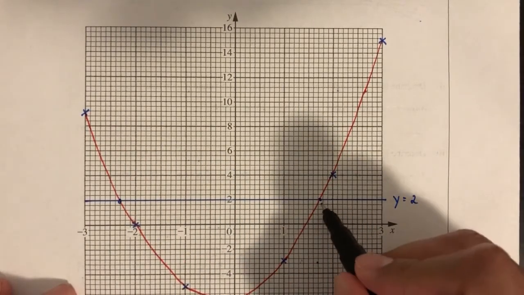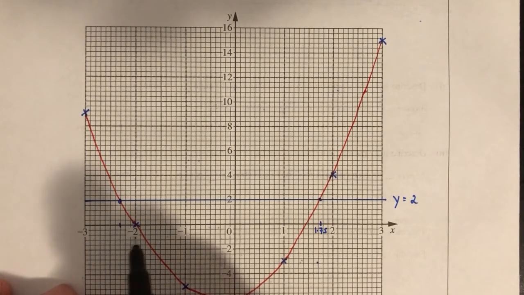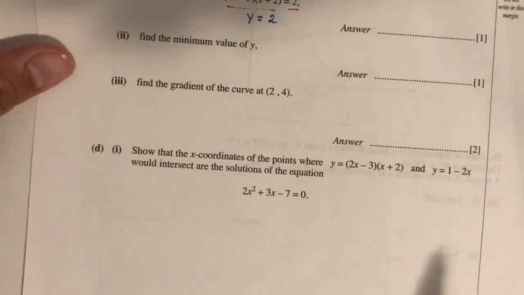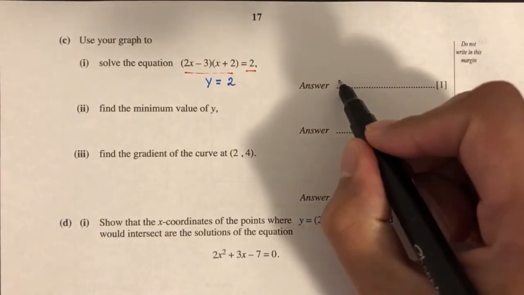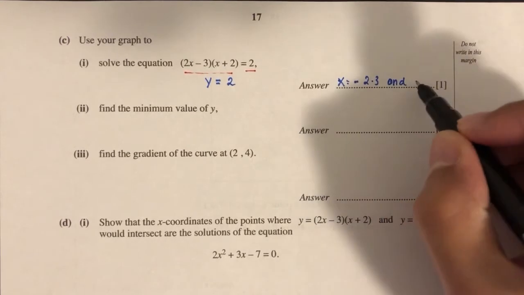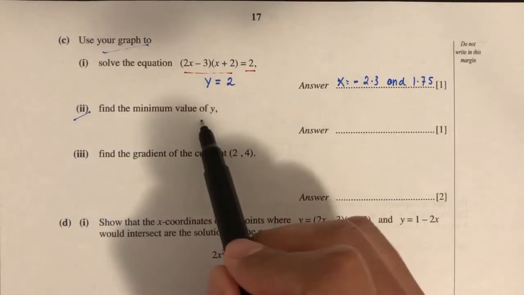So this value here will be 1.75, and this one will be minus 2.3. Okay, so here you go. Your answer here will be, we have two values. First value is x equal to minus 2.3 and 1.75. Solving the equation for this. So using your graph, right? Now for part 2, find the minimum value of y using your graph.